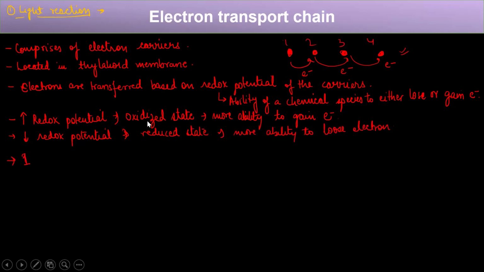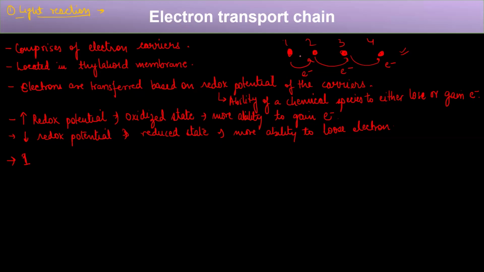Okay, so I was talking about the electron transport chain. In the electron transport chain, you saw that it comprises of electron carriers, and these carriers are located in the thylakoid membrane, and these electrons are transferred based on the redox potential of the carriers.